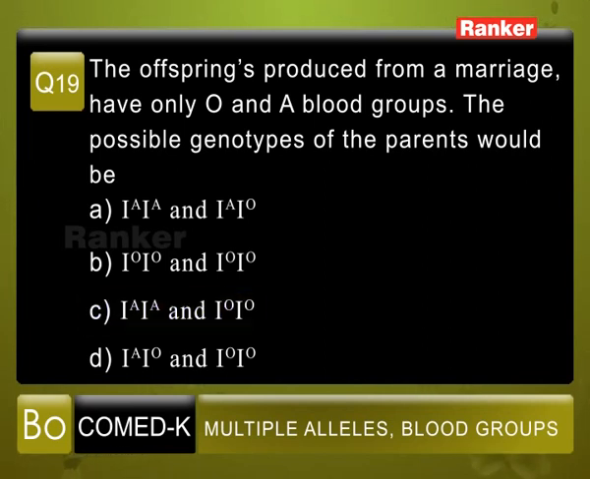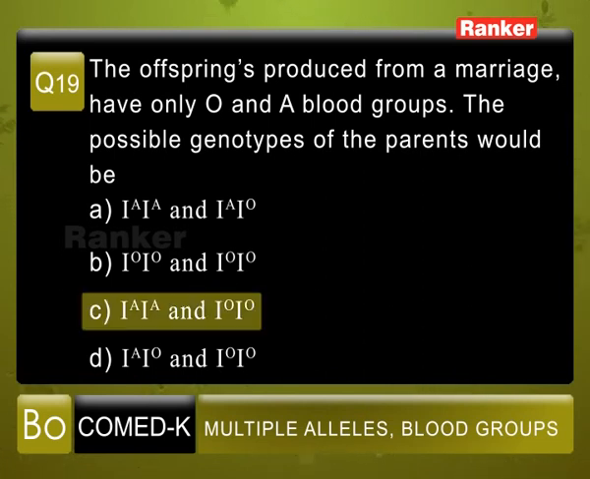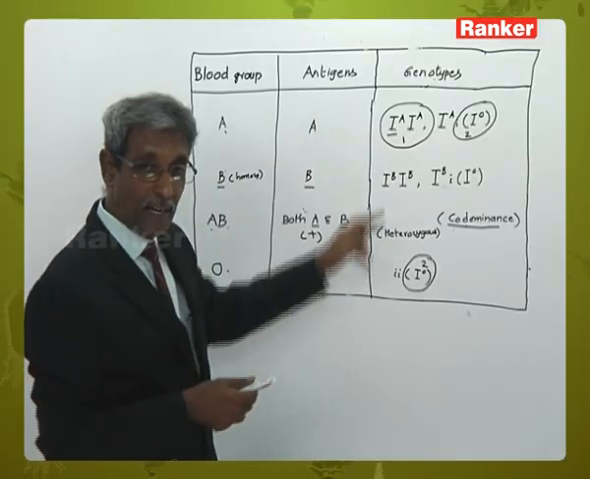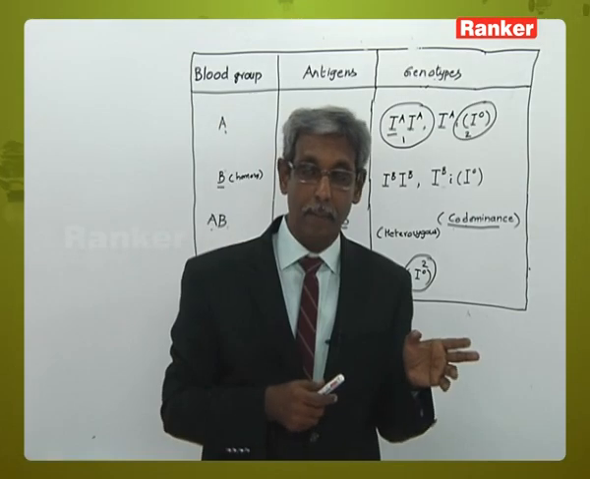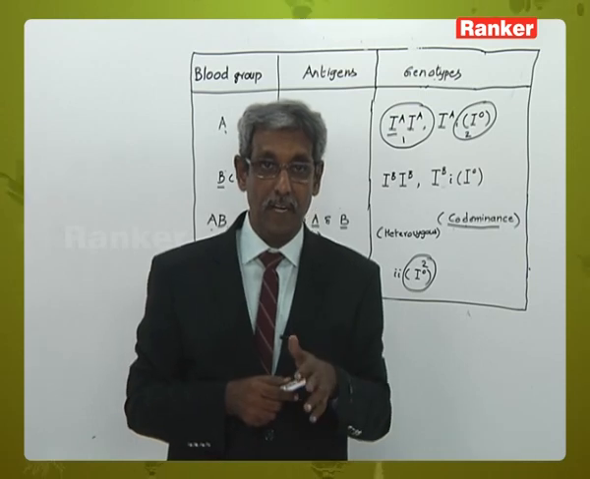So many times the blood groups of the offsprings are given and the genotypes of the parents are asked. So this sort of matrix chart can exactly help you study the different patterns of inheritance of blood groups.